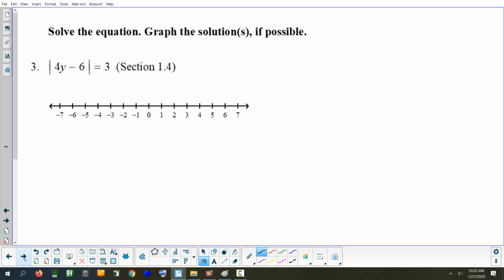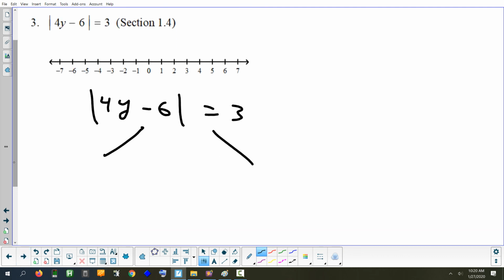Okay. This one. What are these bars called? Absolute value. Yes, absolute value bars. We did that way back in chapter 1. With absolute value bars, the first thing you have to do is get rid of them. Does anybody remember how many problems you have to split it into to get rid of them? 2. Yep, you have to split it into 2. And then you're going to solve each problem separately.